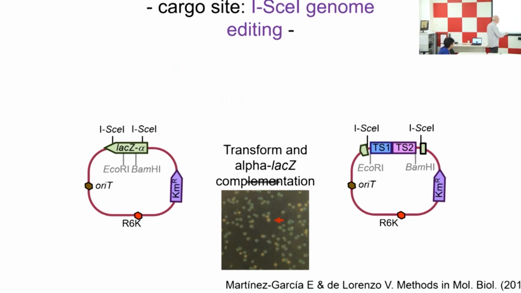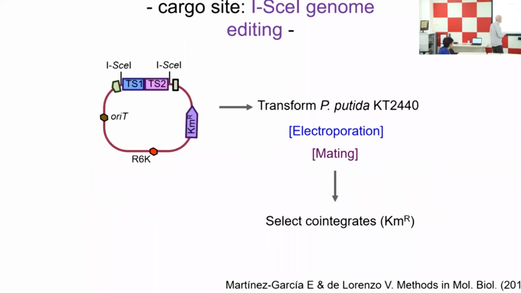So this construct contains the left part of the deletion in the genome and the right part of the deletion in the genome there. Now, what you do is that you take this plasmid and you enter it in your destination strain. I put it here P. putida, but it can be any other bacterium. It can be E. coli, it can be any other gram-negative bacterium, for instance.